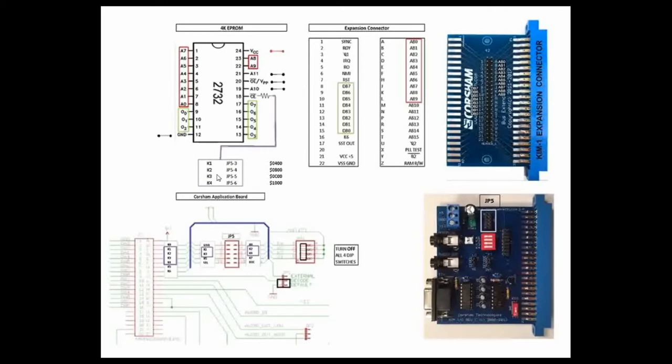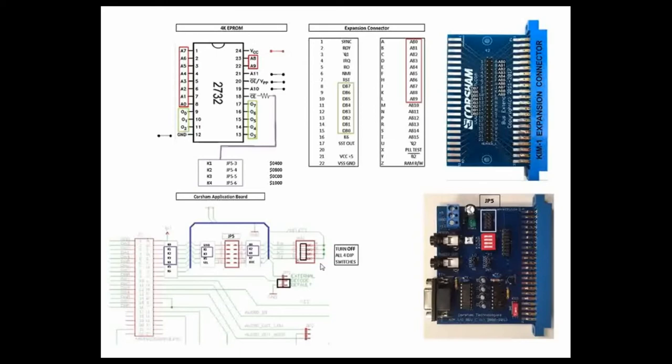Now, to get to the K1 through K4 chip select lines that we want, I'm going to use the CoreSham application board that you see right here. And I'm going to be using pins 3, 4, 5, and 6 of JP5 here to access K1, K2, K3, and K4. And that's it. Oh, here's a note right over here. Turn off all 4 dip switches here.